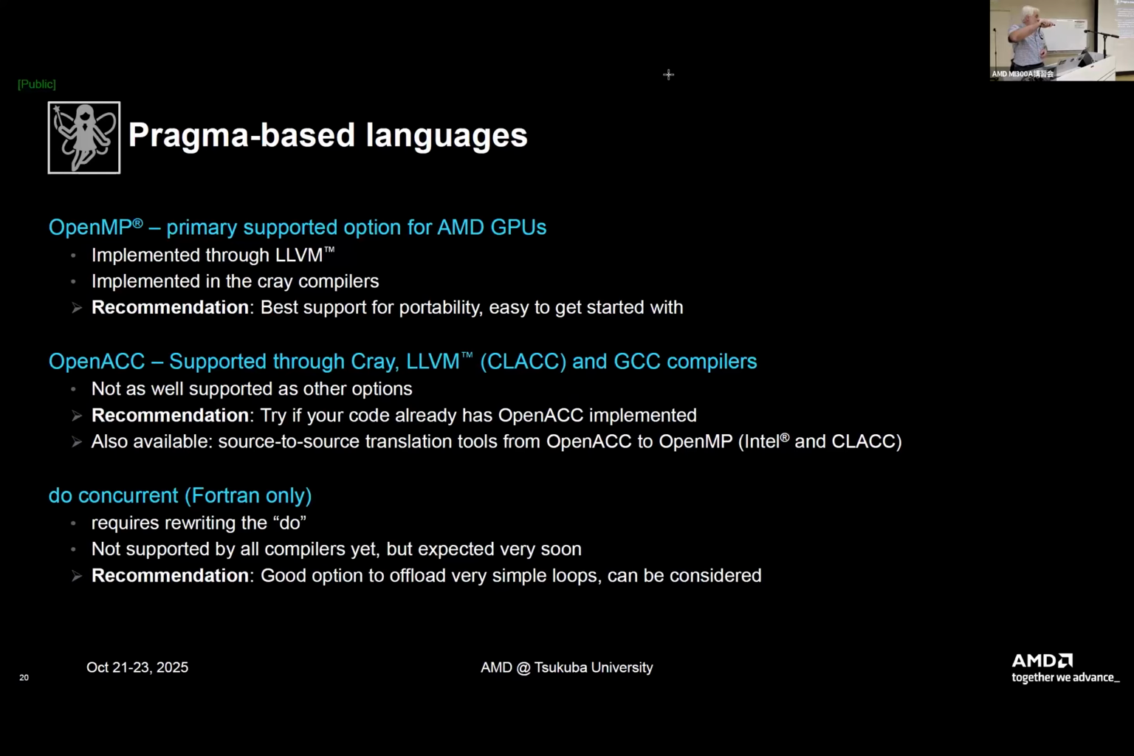Do Concurrent is showing up in Fortran. It works right now on the CPU. We're expecting it to work very soon in our compiler. Simple loops will work very soon on the AMD Clang compiler. And that can make it much easier to do Fortran without changing a lot of your code.